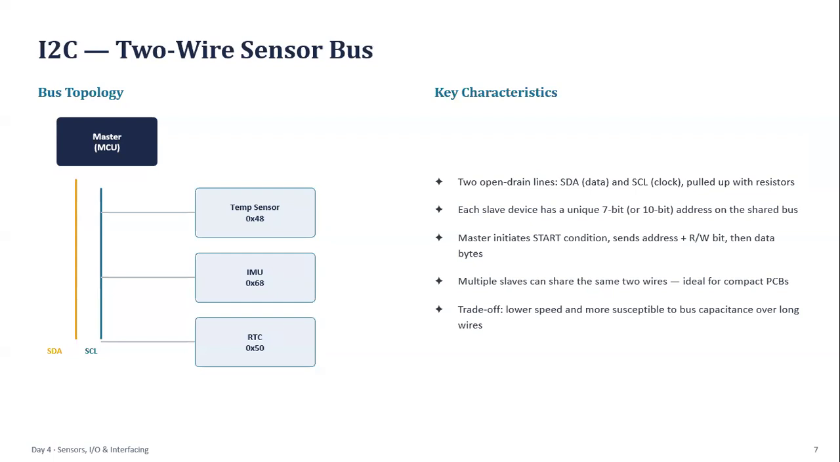The I2C communication protocol standard is widely used because multiple sensors can share the same communication bus, reducing wiring complexity in embedded systems.